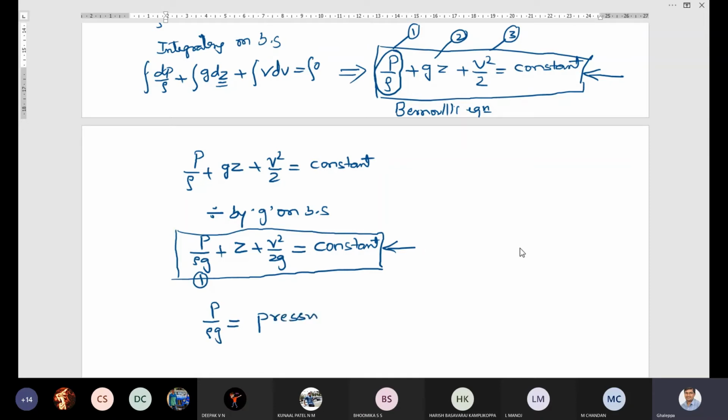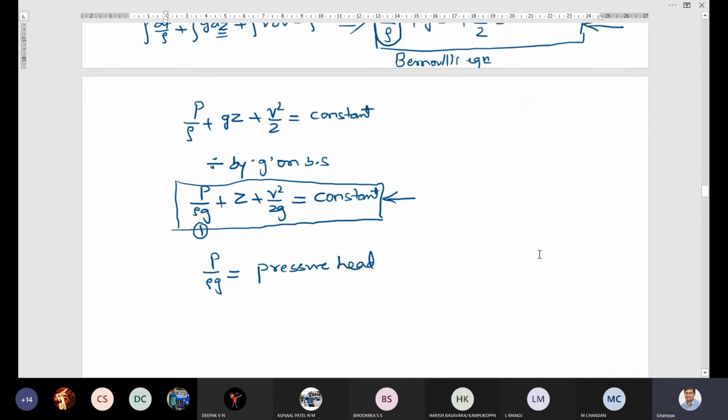Dear students, you remember, it is very important for solving the numericals as well as for doing some mini projects. And many times questions are asked in the GATE exam also. So minimum 2-3 questions will be there in the GATE exam based on this fluid dynamics chapter. P by rho g is pressure head. Whenever you use the word head, assume that the unit is meter. If I use only pressure, then the unit will be Newton per meter square.